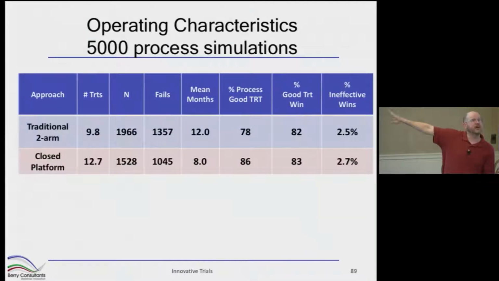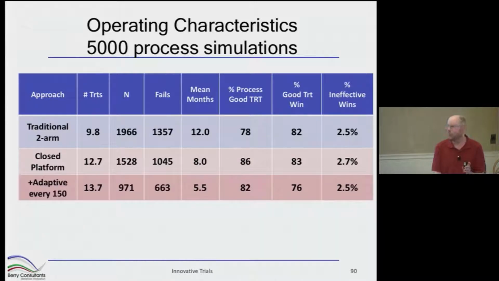This is good. And I get savings here from sharing the control resource. The fact that I haven't enrolled 100 controls over and over and over again is what's gaining me efficiency. So my average sample size, it now takes me 1,528 patients in order to finally find a successful treatment. And I can do this in 8 months rather than 12 months. I can do a little bit better.